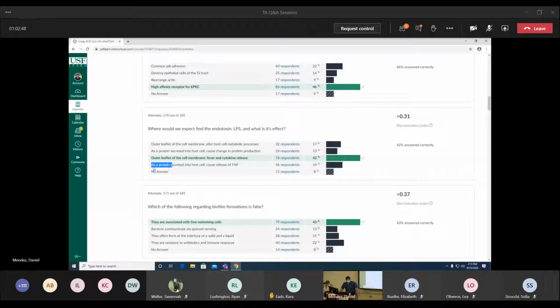So those both reference exotoxins because it's being secreted. So those answer choices, as a protein is secreted, those are gone. Not beneficial. So because those two are gone, we know it is on the outer leaflet of the cell membrane. And we went through the entire process.